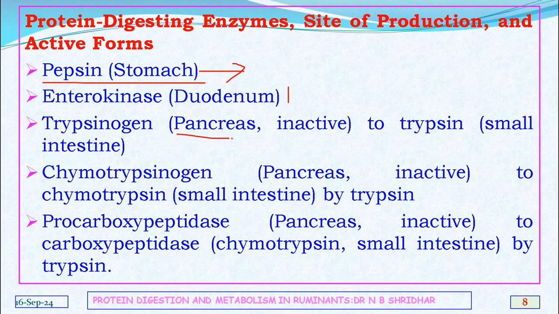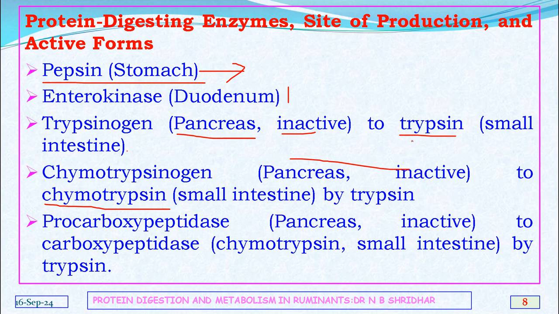Trypsinogen is produced in the pancreas in the inactive form. Then it is converted to trypsin in the small intestine. Trypsinogen is converted to trypsin, whereas chymotrypsinogen is also secreted from the pancreas. It is also an inactive form. Then it is converted to chymotrypsin by the trypsin.